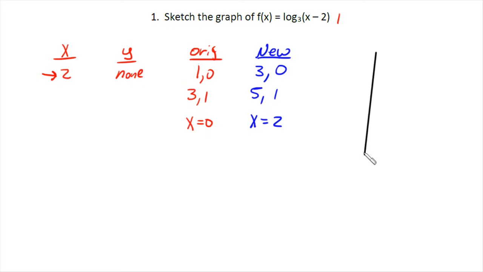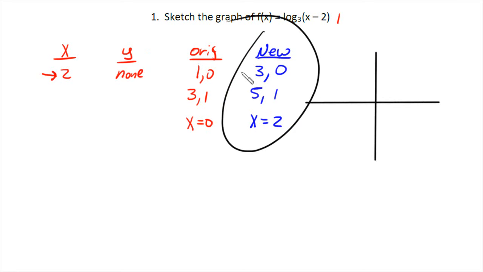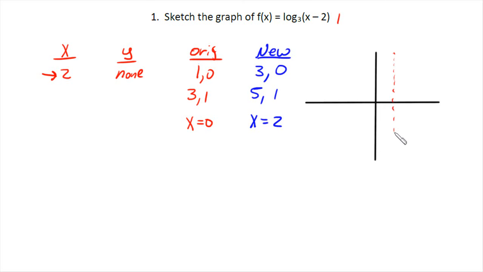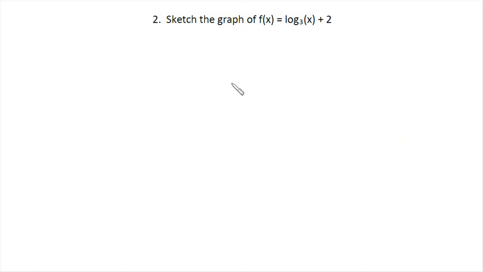Once we have those points, we can sketch our graph from the new table setup that we have here. So vertical asymptote, we'll put that in first here at x equals 2, label that. And then we have the point 3, 0 right here and 5, 1 right here. So based on that information in the vertical asymptote, graph has to be shaped this way. We'll label that point 5, 1 and we'll label that point 3, 0. And that's it for problem 1.